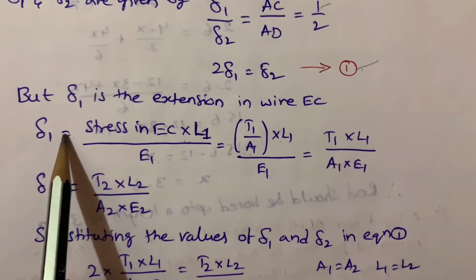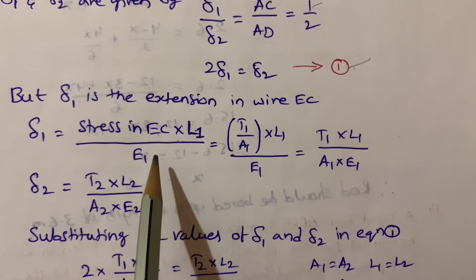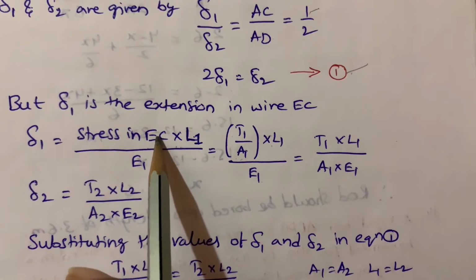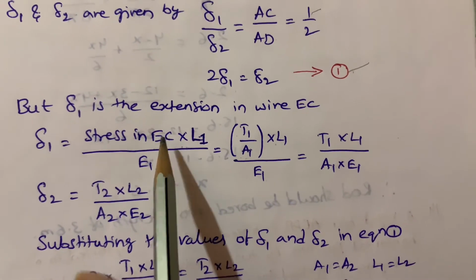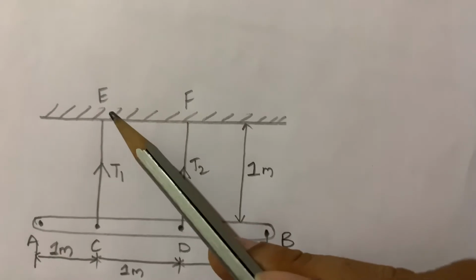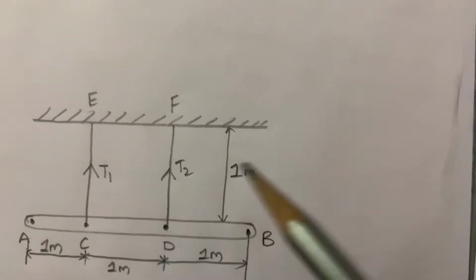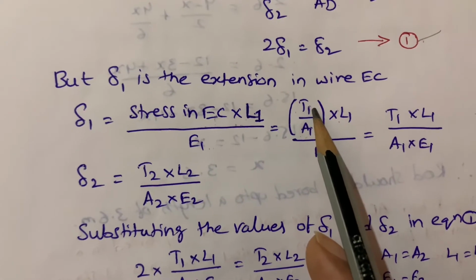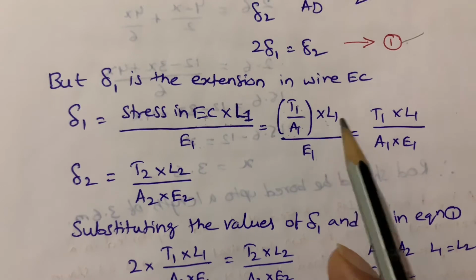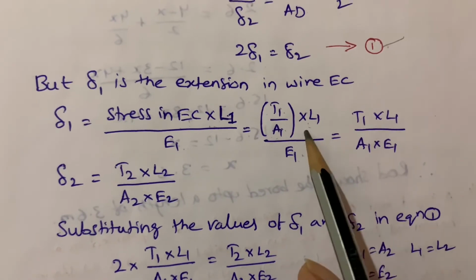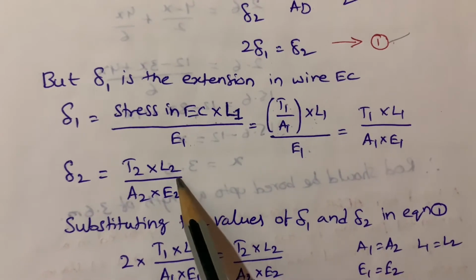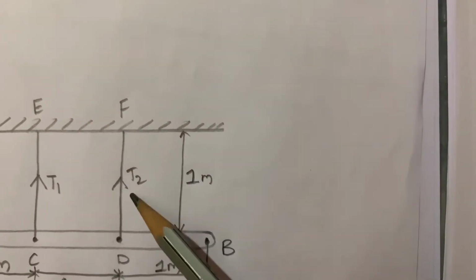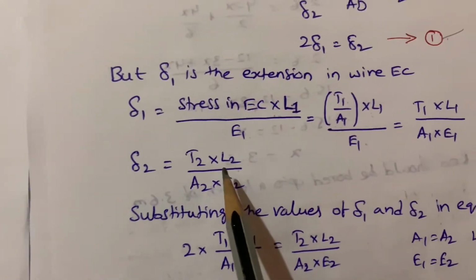Delta 1, the extension of the wire, is nothing but stress into length L1 by E1. So stress in EC, that is the first wire. Stress formula is load by area, so load is T1 by area, into length L1, and by E1. So I write this equation like this. And the same for delta 2, stress in FD. Similarly FD, so T2. I wrote this equation like this.